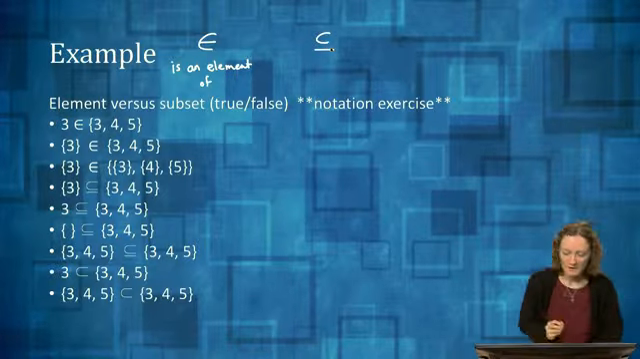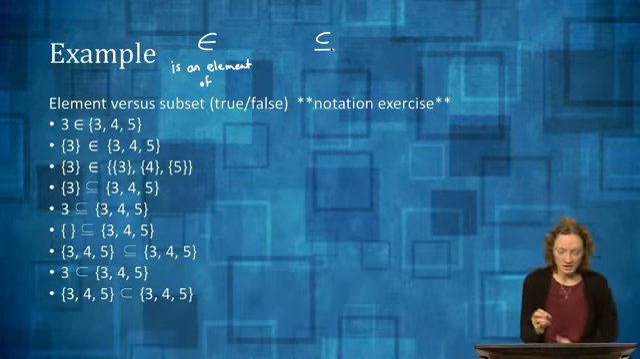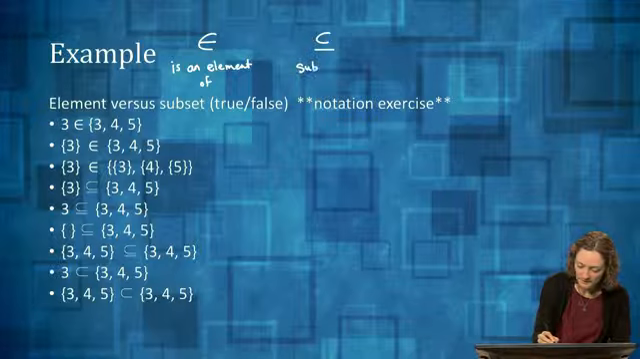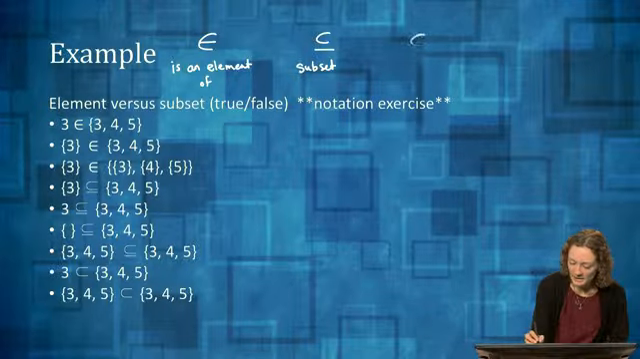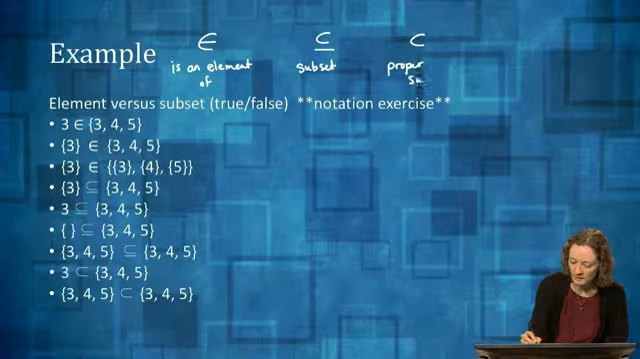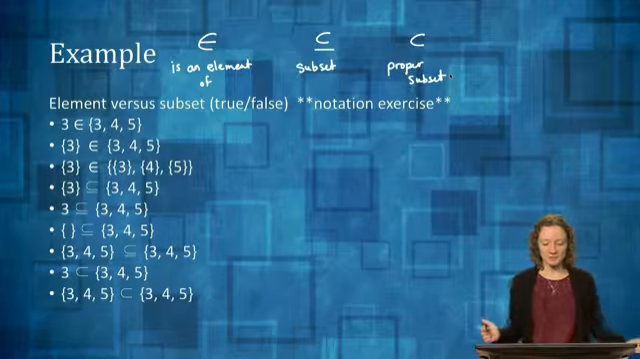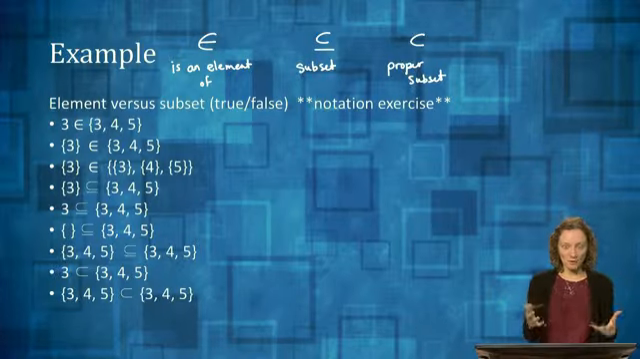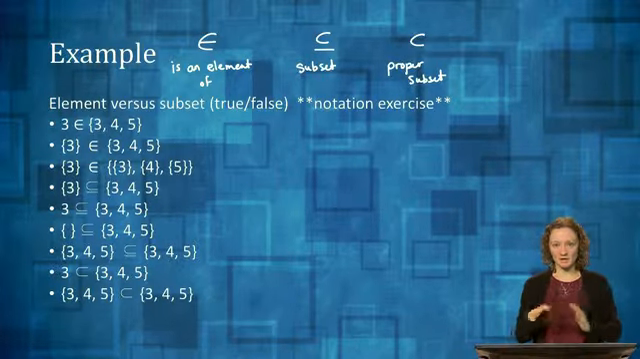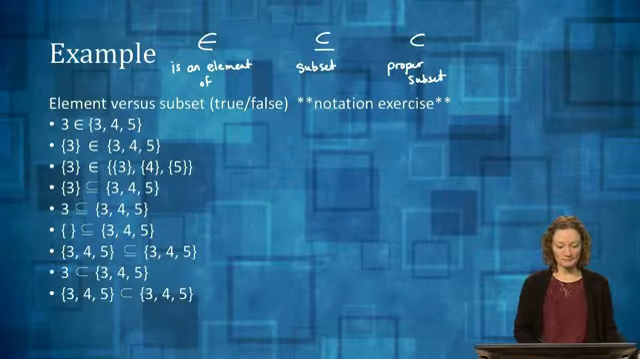Then we have the C with the line under it, which is our subset. And then the C without the line under it is our proper subset. So we talked a little bit more in detail about the difference between subset and proper subset, but I want to throw in the element symbol to make sure we understand the distinction between all three of them.